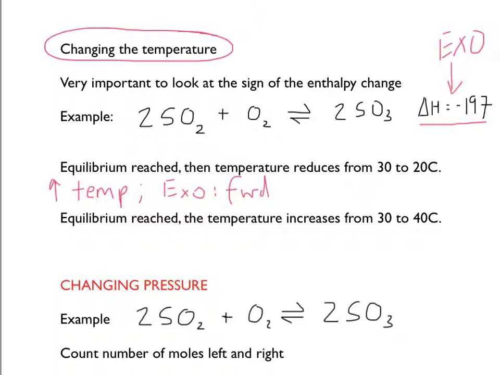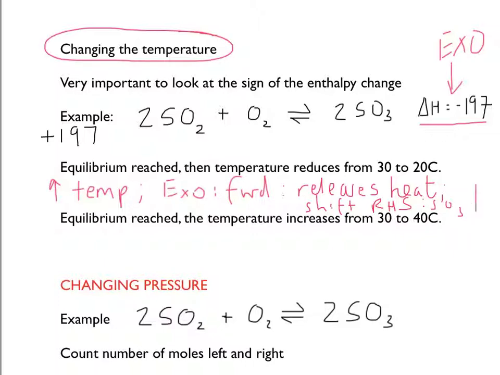So the backward reaction here is going to be positive 197. It's not written, but the backward reaction is positive 197. So the forward reaction is exothermic. The exothermic releases heat to the surroundings. And so if we decrease the temperature of that system, the forward reaction will release heat, and therefore the equilibrium will shift to the right hand side to increase the yield of SO3.